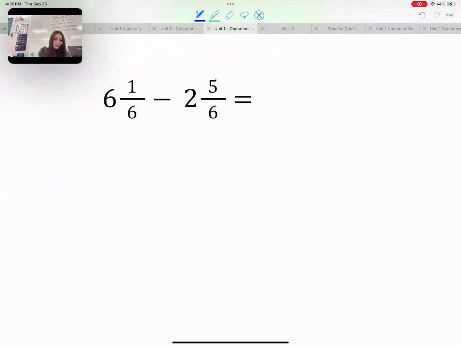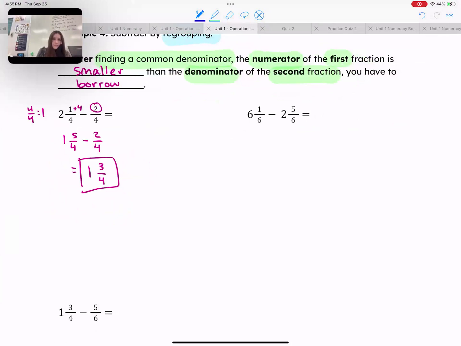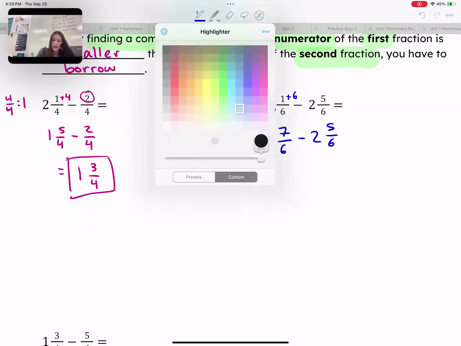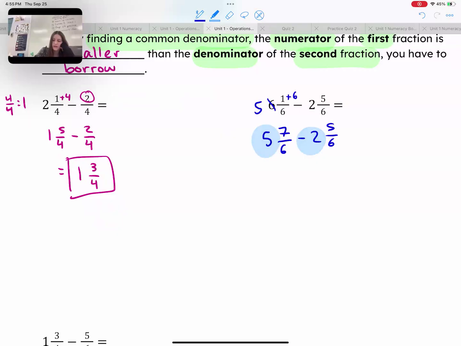From here, we are going to look, our numerator of our second fraction is bigger than our first one, so we are going to borrow from the 6 here. So I'm going to add 6 to the numerator, and this is going to turn into a 5. So now I'm going to have 5 and 7 over 6, and I'm rewriting the rest of my equation. So then I'm going to be subtracting my two whole numbers from each other. So 5 minus 2 is going to be equal to 3.